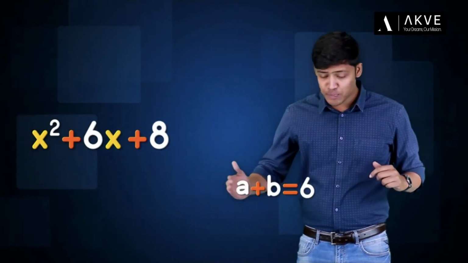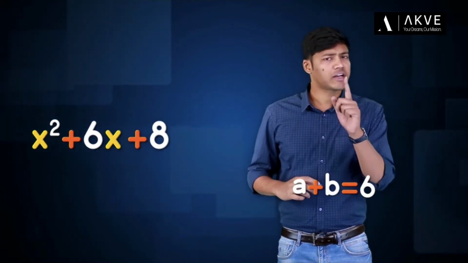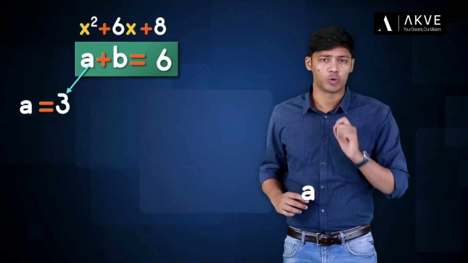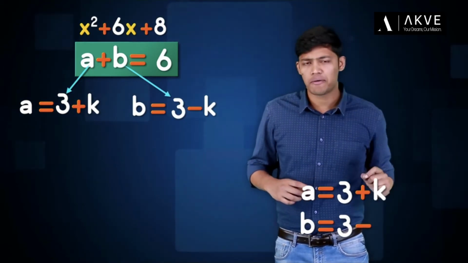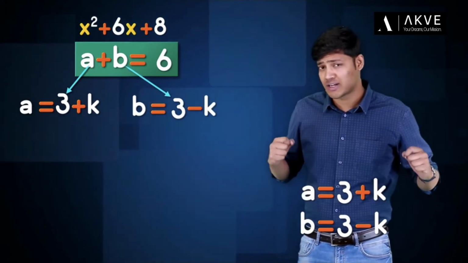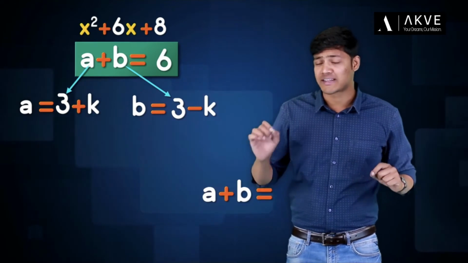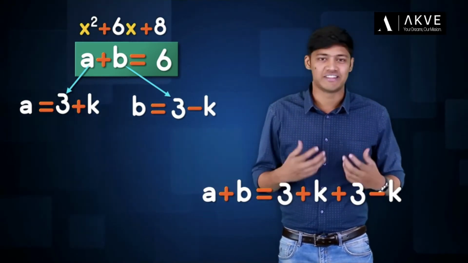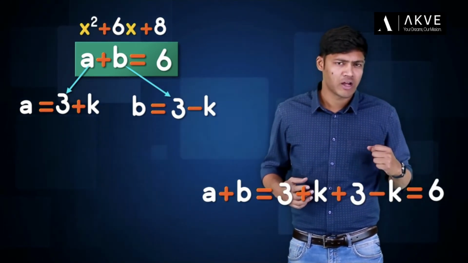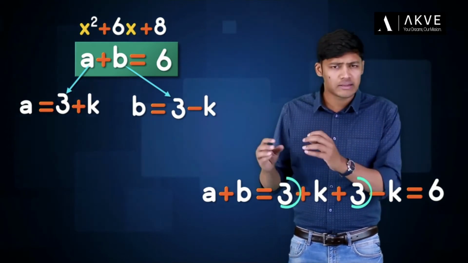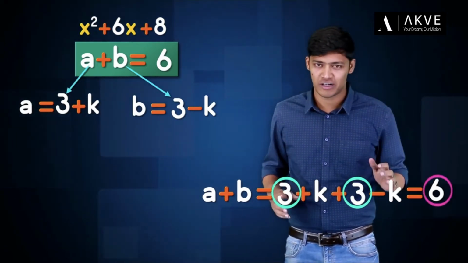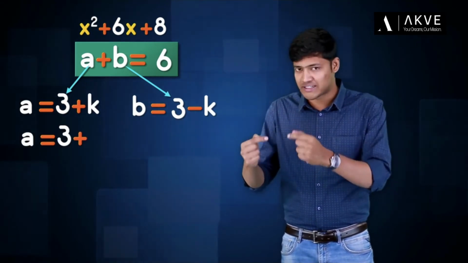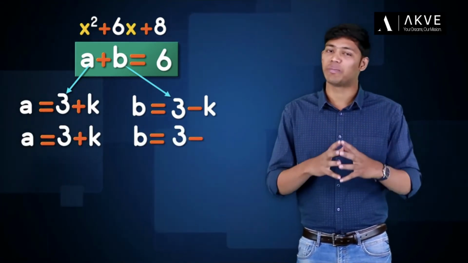Since a plus b is equal to 6, can we consider a to be equal to 3 plus k and b to be equal to 3 minus k? Yes, of course. Since 3 plus k plus 3 minus k is nothing but 6. But why did we use only 3? Since it is half of 6. So a equals 3 plus k and b equals 3 minus k.